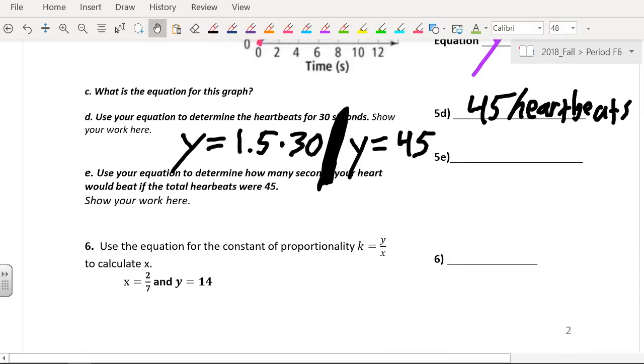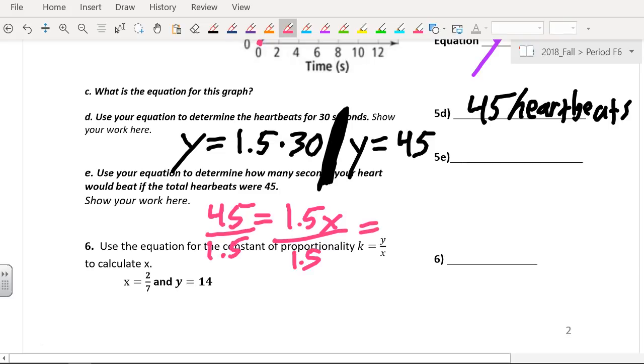Again, I'm not a stickler for writing your equation, but it says use your equation if you have total heartbeats 45. So that's like backwards. 45 equals 1.5 times x. And to do this, we divide both sides by 1.5, and we would get 30, right? Yep. So we would get 30 equals x. So 30 seconds.